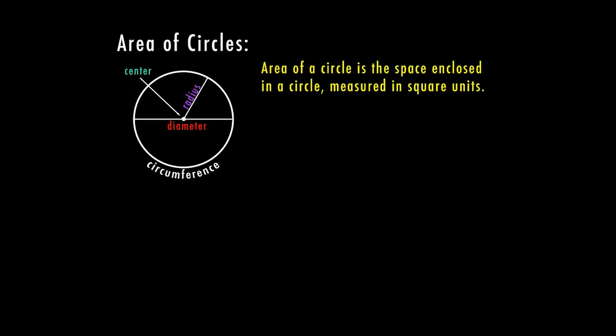We've already discussed the circumference of a circle, which is the perimeter or the distance around the circle. But the area of a circle is the space that's enclosed in a circle. So just like other shapes that you've learned, squares, rectangles, we also are going to use the same square units as our measurement, but we are finding the space inside of a circle.